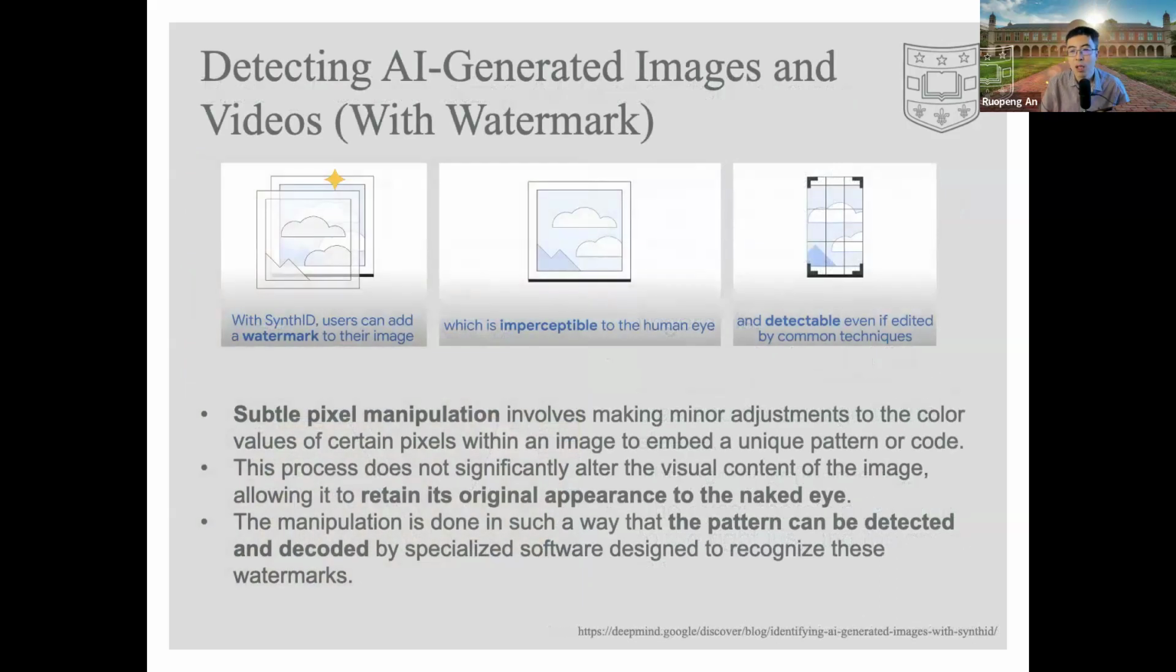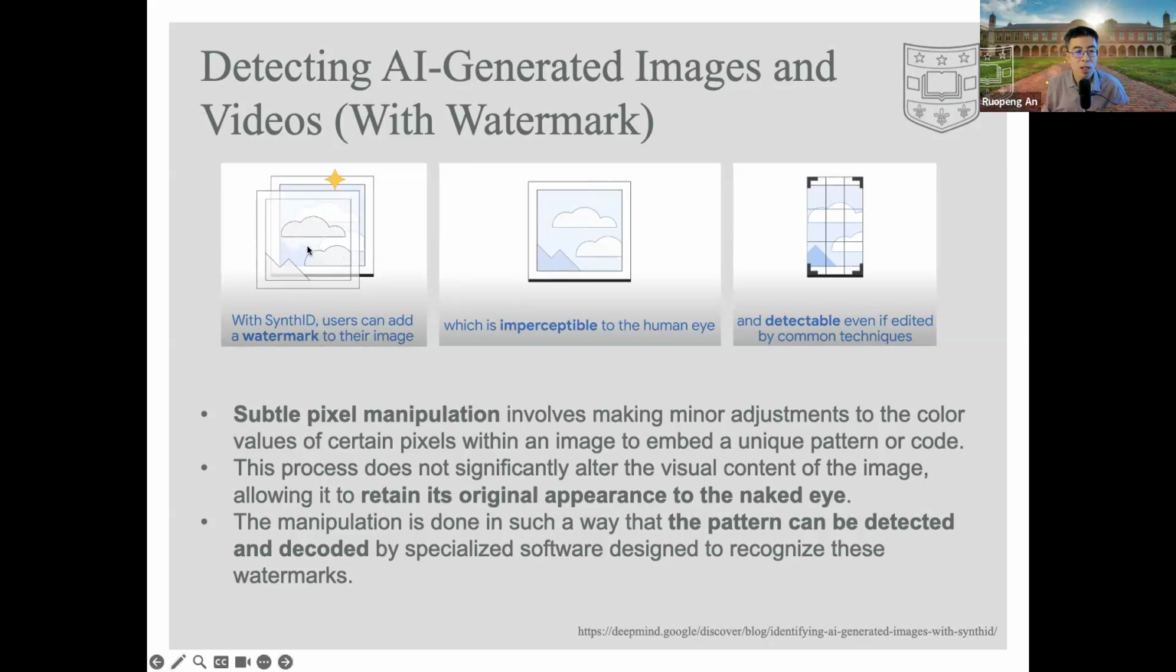So how is the watermark constructed in images? It involves subtle pixel manipulation, because the pixels are just numbers, right? We know that for an RGB image, each pixel value can take one of 256 numbers, 0 to 255, and usually there are three channels: red, green, and blue. Some very subtle changes in those numbers that are invisible to the naked eye can be used as a way to watermark the image.